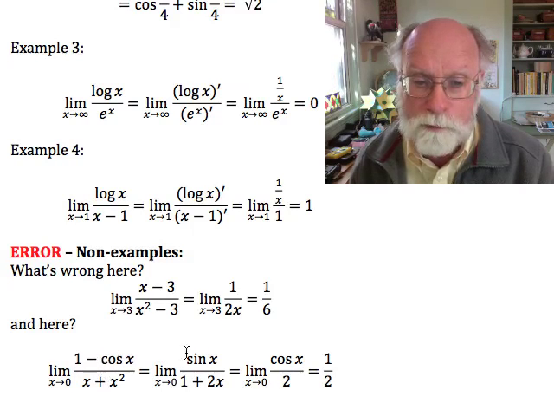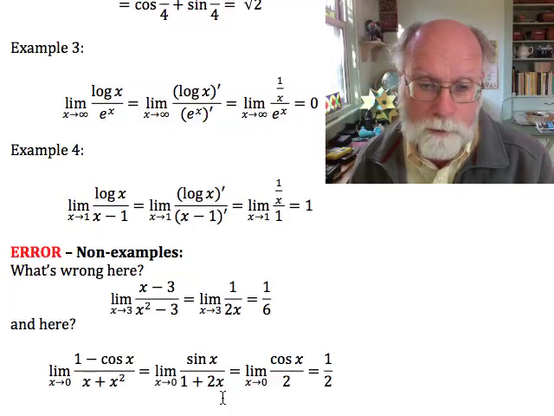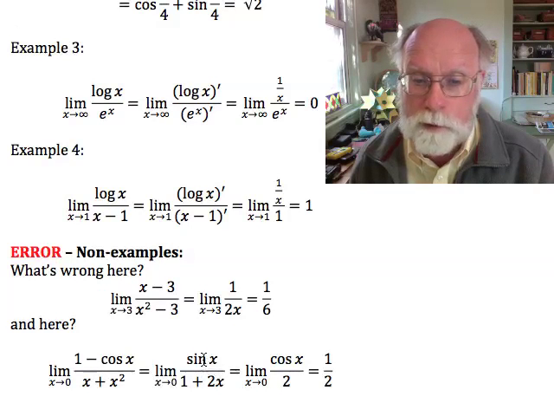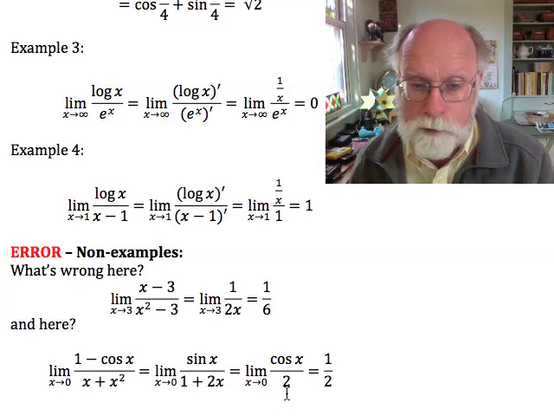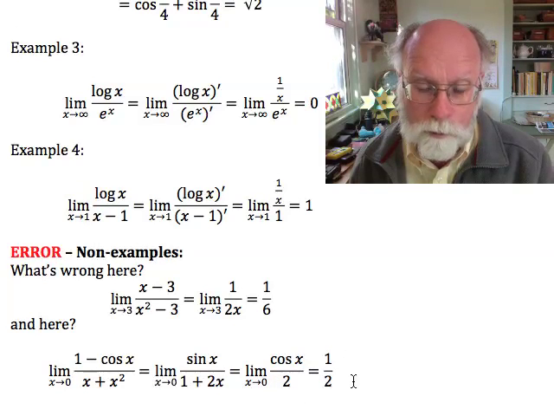So I take the derivative of the numerator, and I just get sine x. Minus cos x has derivative sine x. The derivative of the denominator is 1 plus 2x. And now we apply L'Hopital again, and we get the derivative of sine is cos. The derivative of the denominator, 1 plus 2x, is 2. And so as x goes to 0, we get 1 over 2. Wrong.